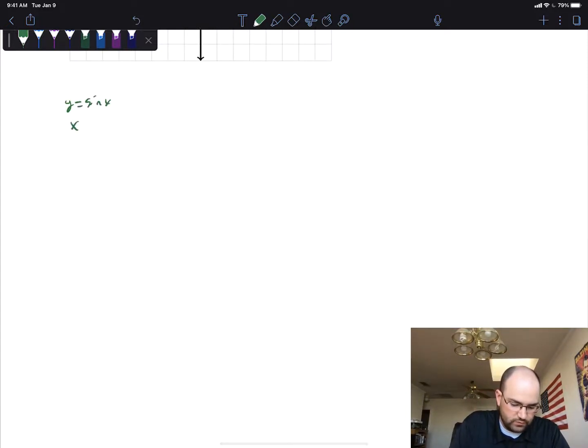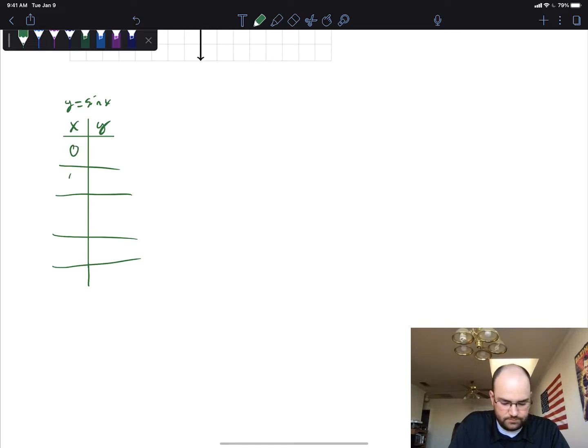So this is one where you're going to want to kind of memorize and understand how this works. There are 5 key points: 0, pi over 2, pi, 3 pi over 2, and 2 pi. Now notice that each of these go up by pi over 2. That's the scale here for the x's. Now for the y's, for sine, it starts at 0, then goes up to 1, back down to 0, down to -1, and back to 0.